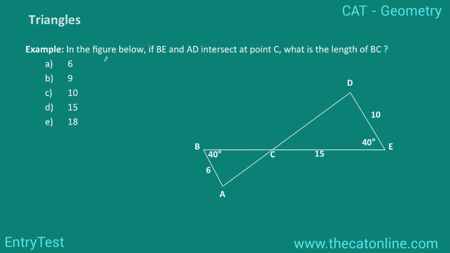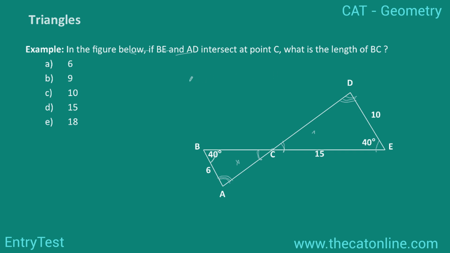Let's look at another example. In the figure below, if BE and AD intersect at point C, whenever two lines intersect, vertically opposite angles are equal. So if I look at this and this triangle, these two angles are equal, and it is given that this angle is also 40 and this is 40. So if two angles of a triangle are equal to the other two, the third is bound to be equal.